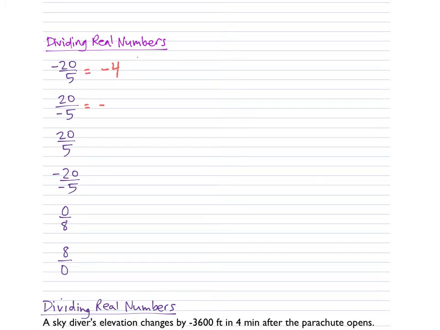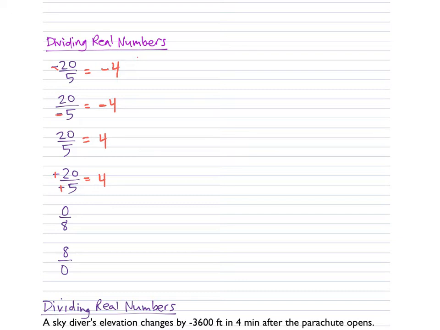So this here would be negative 4. This one here would also be negative 4, right? A positive divided by a negative. Just like I talked about, the negative being on the top or the bottom doesn't really matter. The answer is still the same. Here we have two positives being divided, so this just becomes positive 4. And here we have two negatives. The negatives cancel, so that is also positive 4.